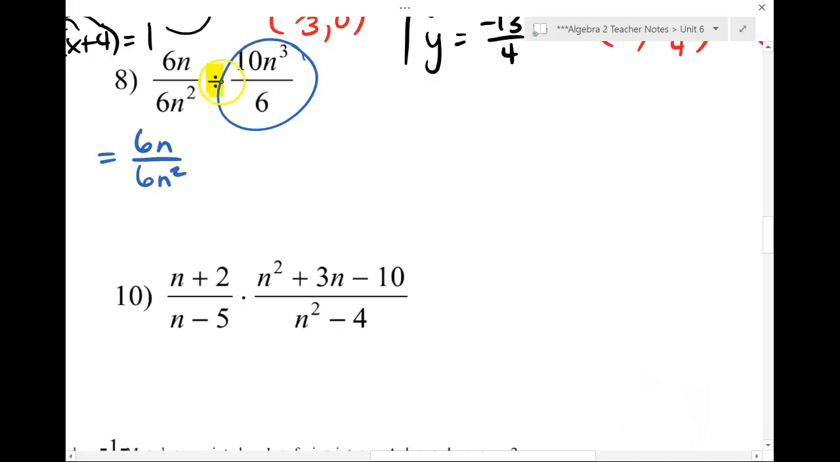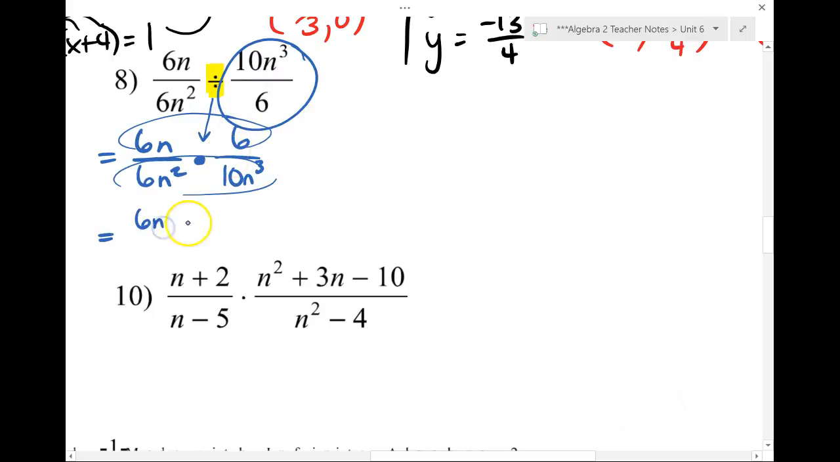And now when you flip it, it becomes multiplication. So it goes from division to multiplication. And that's the reason we do it, because we can't really do anything with division. It makes things a little more complicated. So if you flip it, then you can actually do multiplication. So now I have 6 in the numerator, and then 10n to the third in the denominator. Now the steps are the same as the last problem. Just combine the numerator and the denominator by multiplication.